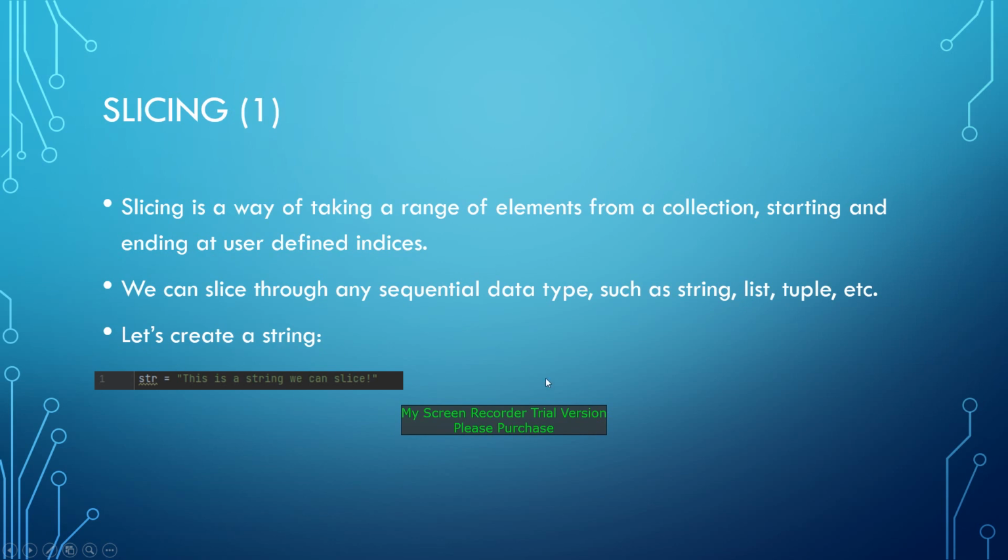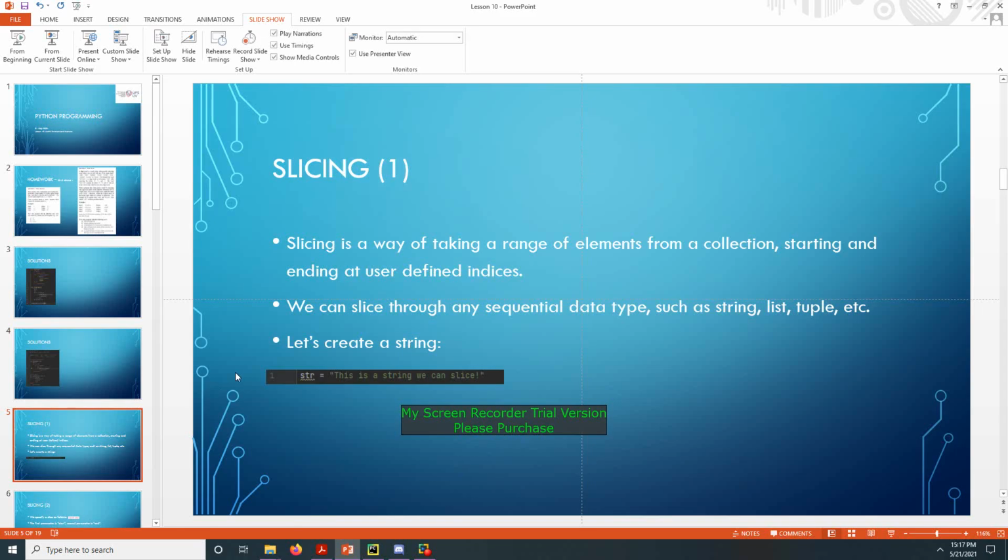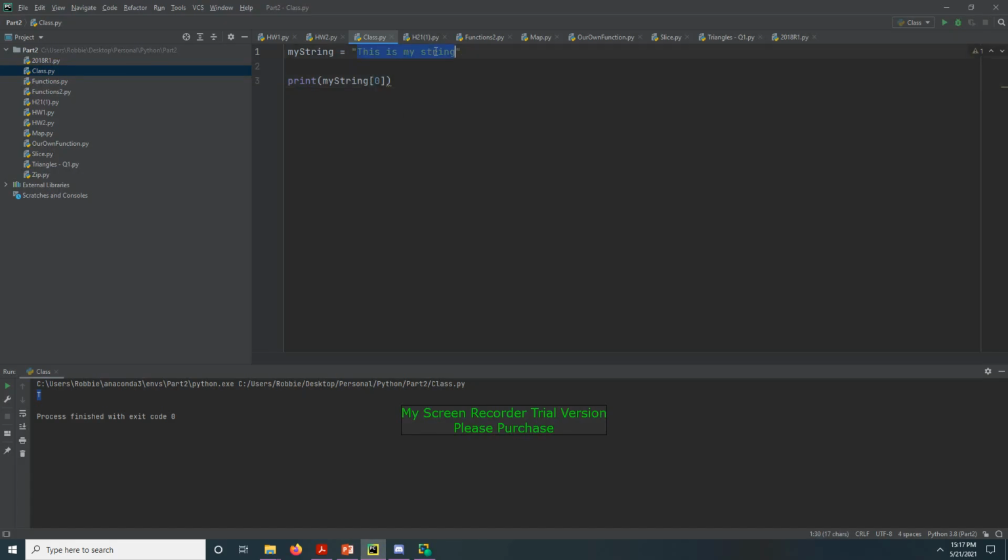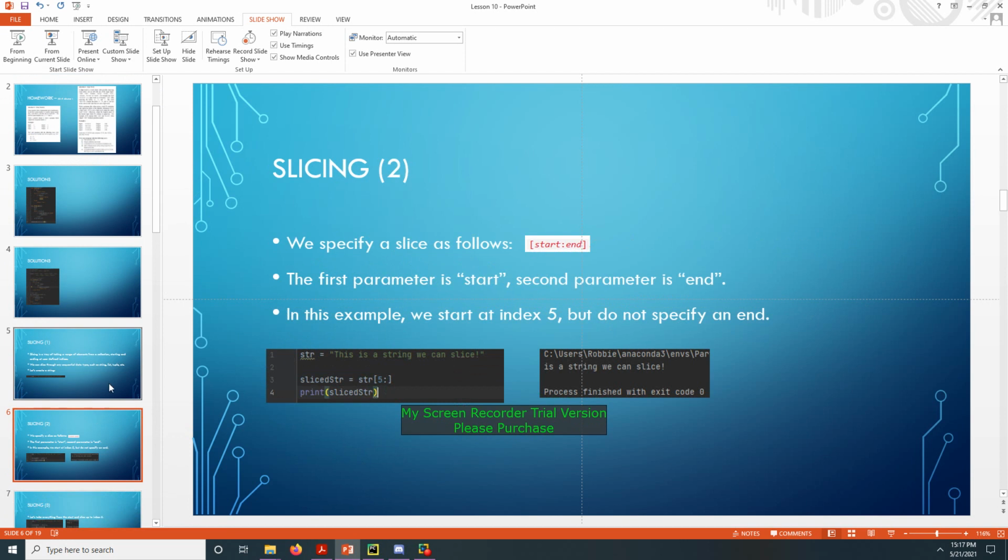Okay, so let's create a string. So this is our string now. This is a string we can slice. Let's do it the same as in my example. This is a string we can slice. So we keep it exactly the same.